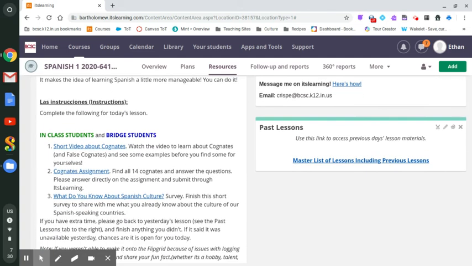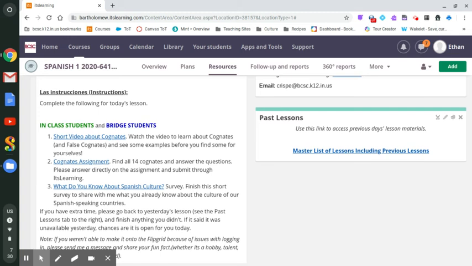So for those who are in class, it's going to be a little shorter class period just because you're having your PBIS day today, learning about the different things that we do at school to help you stay focused and on task and all that good stuff.